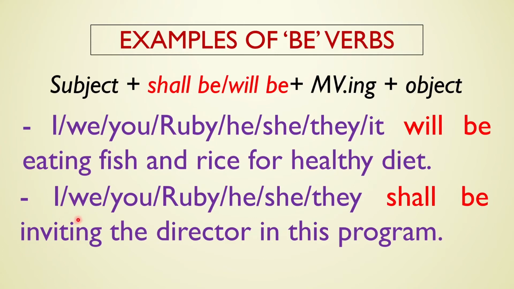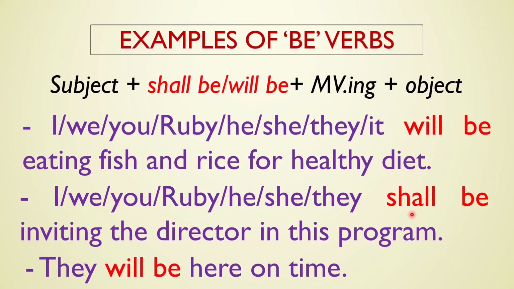In the same way, I, we, you, or the third person, for example, Ruby, he, she, they, then shall be inviting the director in this program. So with shall be also, we are using any kind of subject or pronoun.